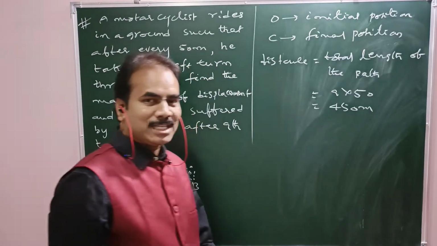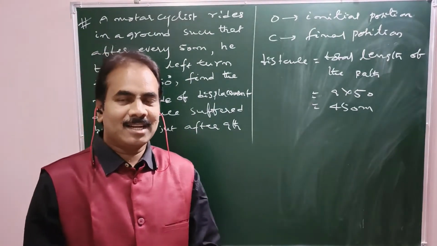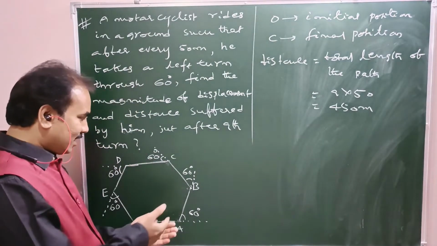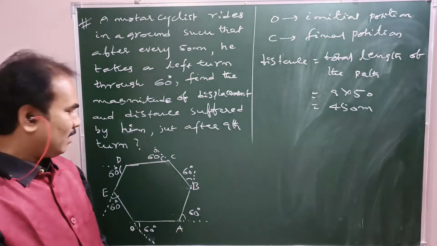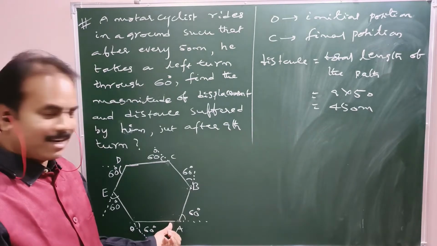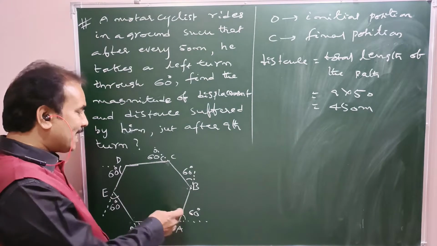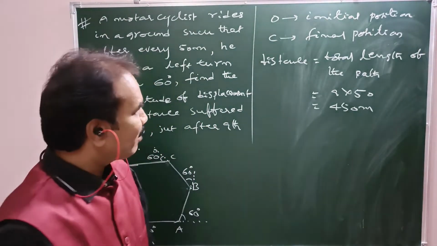Am I right? So as far as the definition is concerned, what is the meaning of distance? It is the total length of the path, right? As he took 9 turns, after every 50 meters along a straight line he takes a left turn. So that is the reason why 9 into 50 meters. Therefore 450 meters, right? Now coming to displacement.